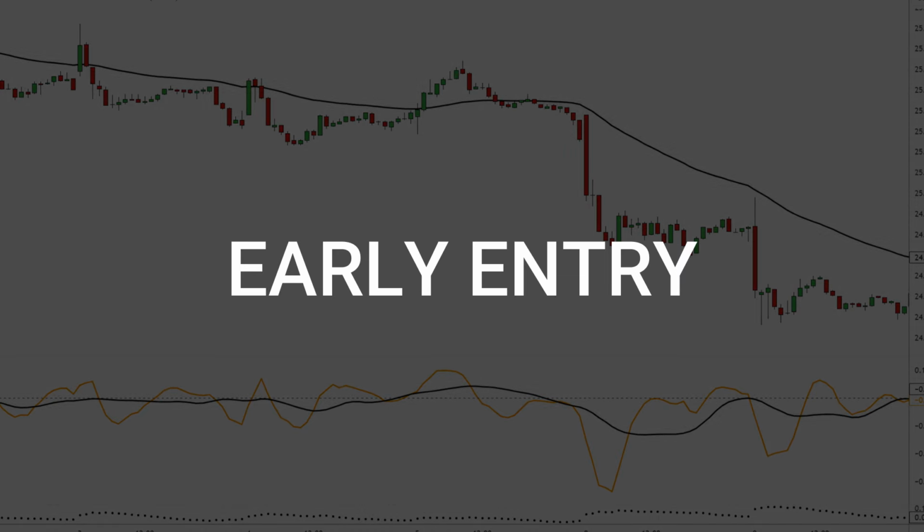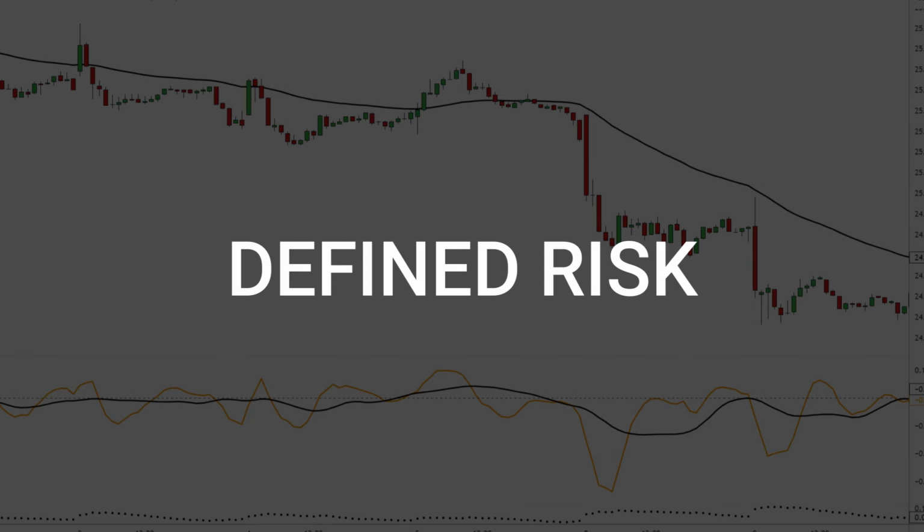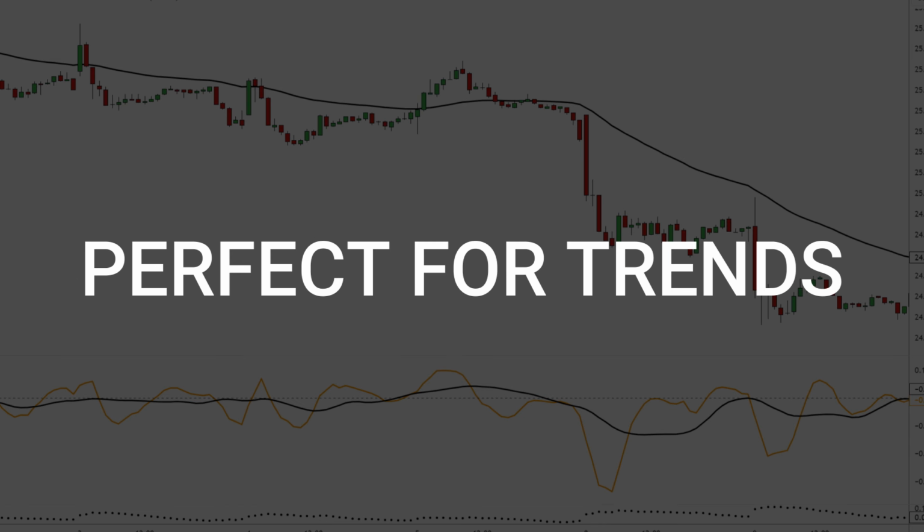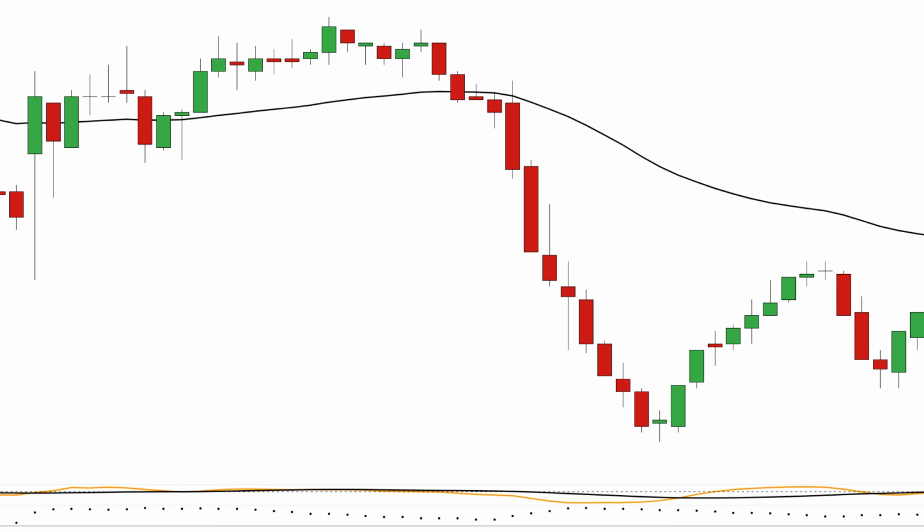So why does this beat everything else? Well, we have earlier entries with a faster MACD. We have a defined risk at or around the 50 EMA. We have clear zones. We don't guess where to enter. We know. And it works in trends where the real money is made. And the final rule, if you do see price closing decisively through the 50 EMA, that bounce has failed. Just wait for price to reclaim the EMA before looking for any new trades.